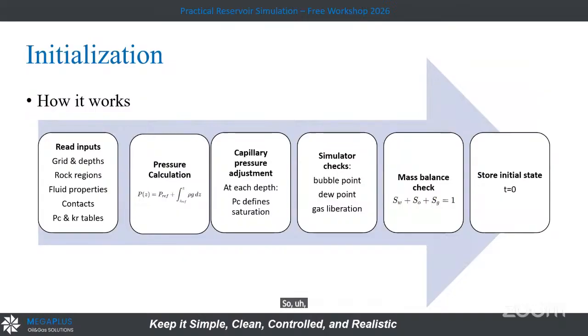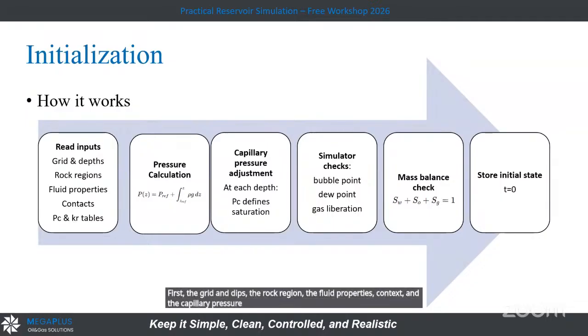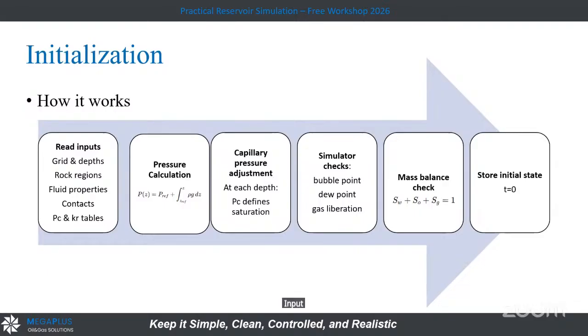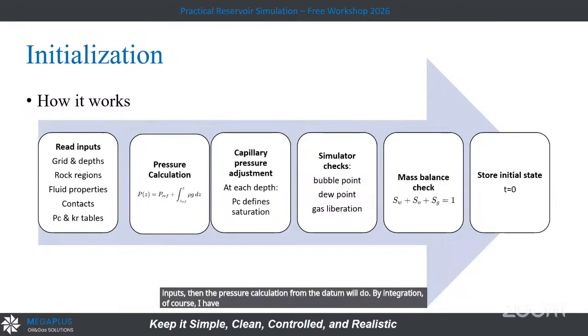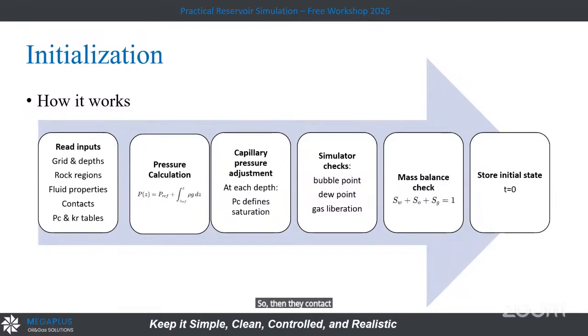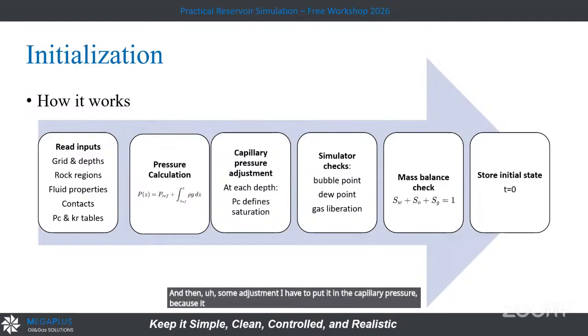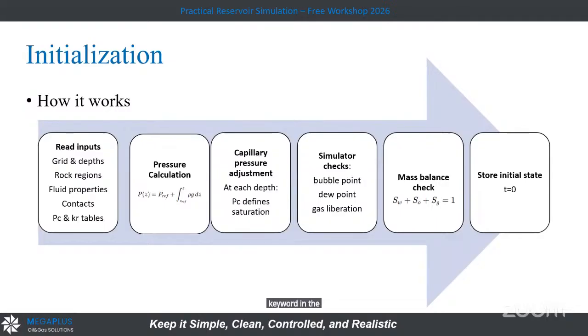So initialization, again, how it works. This schematic shows it clearly. First, the grid and depth, the rock region, the fluid properties, contacts, and the capillary pressure and the relative permeability curves that will be in the next slides. These are the inputs. Then the pressure calculation from the datum is done by integration. Of course, I have the pressure and the contact, and it will be integrated along the reservoir vertically. And then I have to make some adjustment in the capillary pressure, because it is the key element in the distribution.